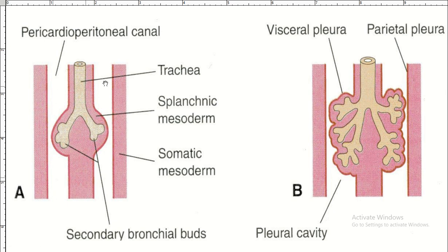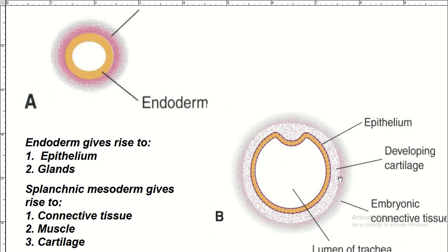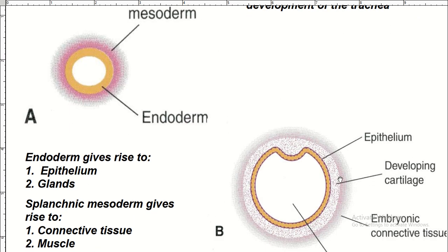Very important, right? So you can now see this is your visceral pleura, this is your parietal pleura, this is your pleural cavity. Understood, right? Good.